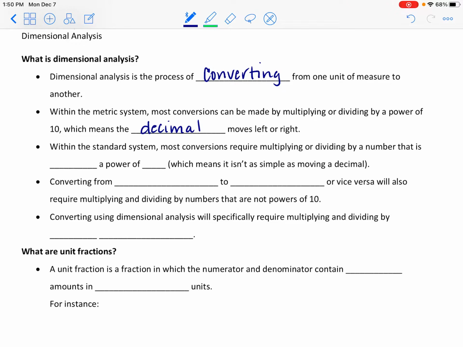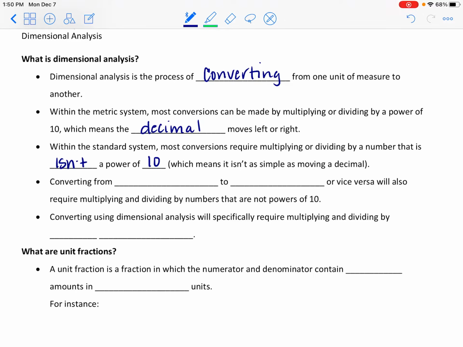And dimensional analysis is just a way for us to organize the work because it could be complicated, depending on what kinds of conversions you have to make and how many of what we call unit fractions you're going to have to use to convert. Okay, so again, most conversions require multiplying or dividing by a number that isn't a power of 10. And if it's not divided by 10 or 100 or multiplied by 10 or 100 or 1,000 or whatever, then you can't just move a decimal.